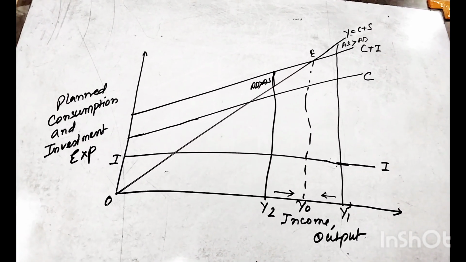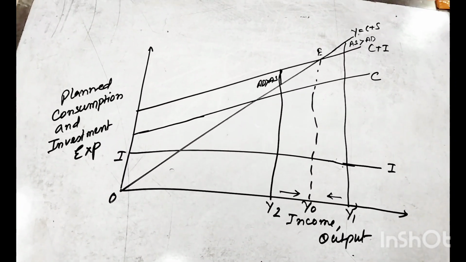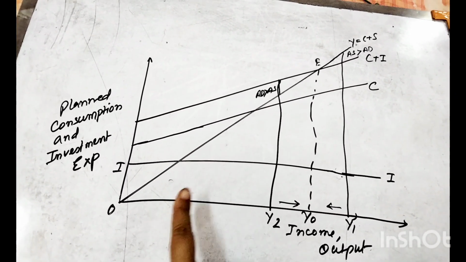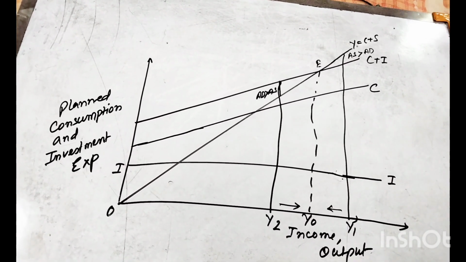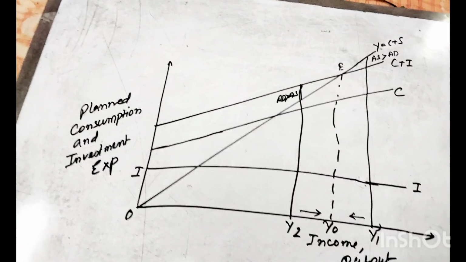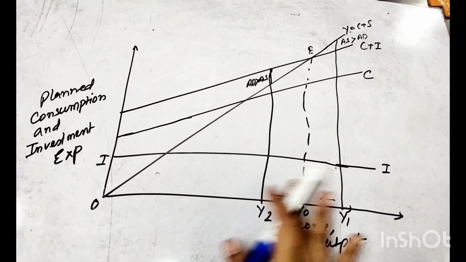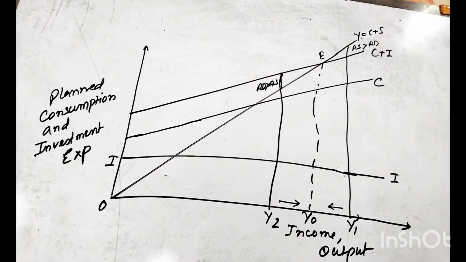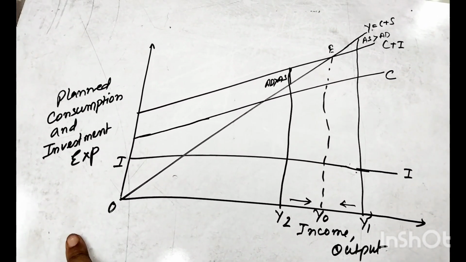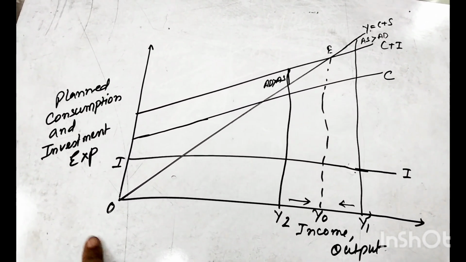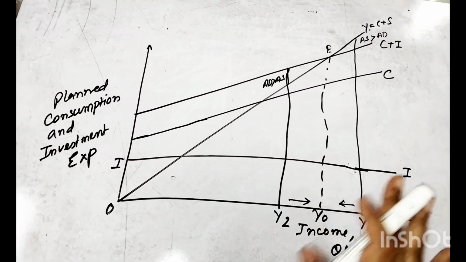Okay, so this is the diagram of the aggregate demand and aggregate supply. Now this is the investment. This I represents the investment, and that is independent of the level of income. That means it is horizontal to the x-axis. On the x-axis we have measured the income and output, on the y-axis we have measured the planned consumption and investment expenditure. So whatever be the level of the income, your investment will not change.